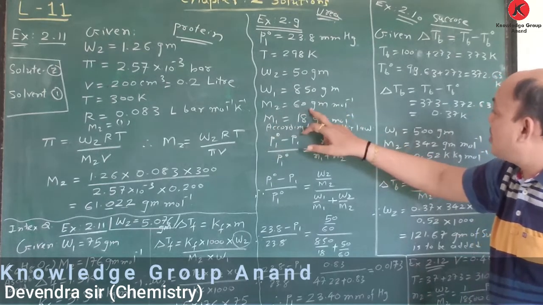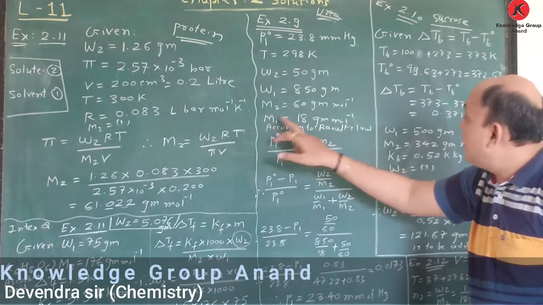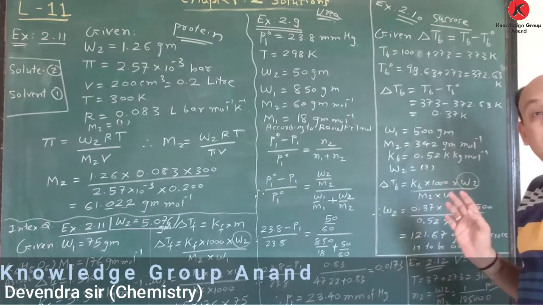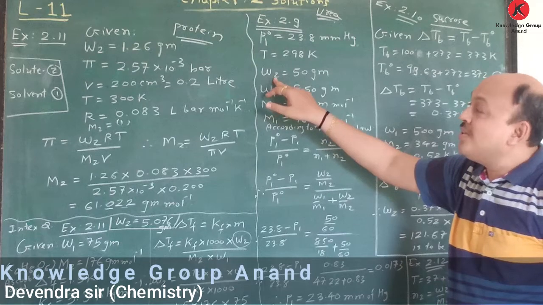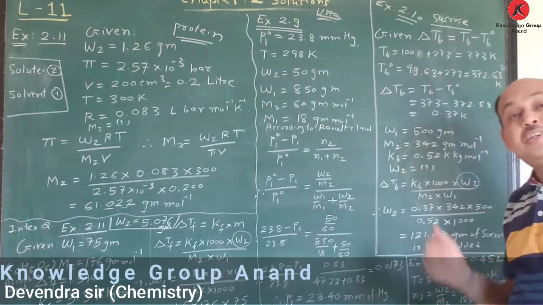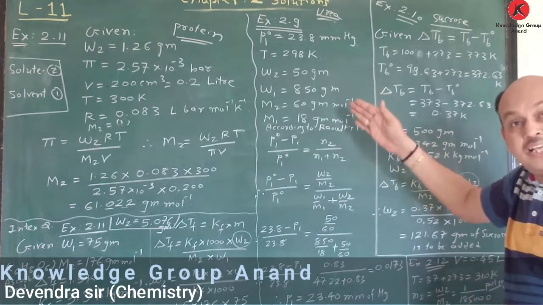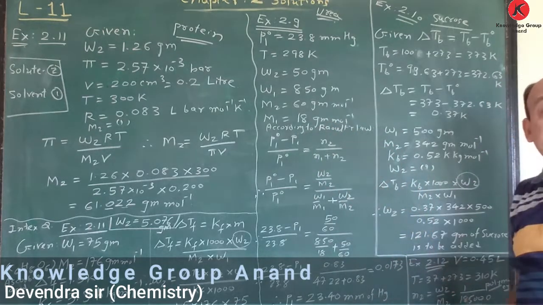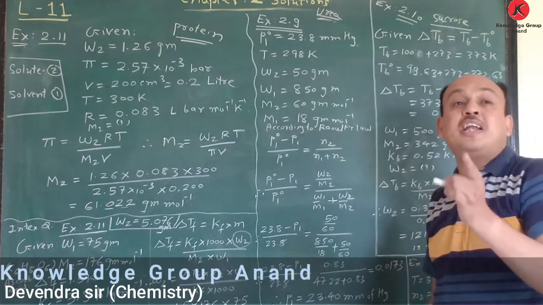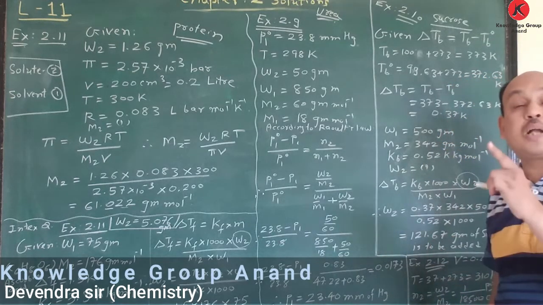M2 is equal to 60 grams per mole. M1 is equal to 18 grams per mole. Once again, remember certain points: 2 stands for solute and 1 stands for solvent. So there is a very easy calculation. According to Raoult's law, if you know the formula, (P1⁰ minus P1) divided by P1⁰ is equal to Chi2.